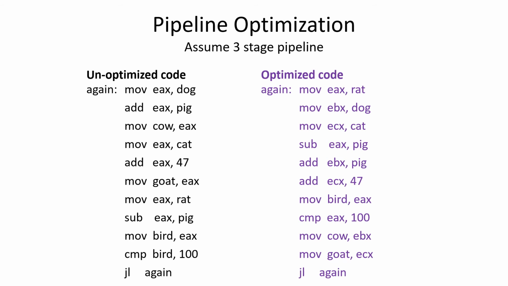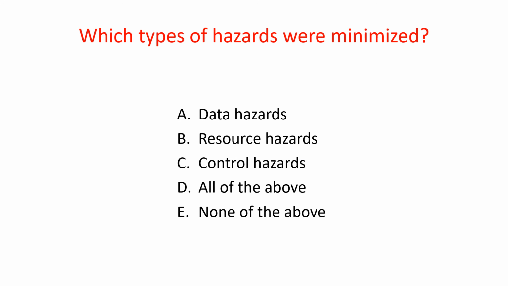On the right, we're using more of the registers. So we move rat into A, dog into B, and cat into C. And then we change A, and then we change B, and then we change C. So we keep using different registers and avoid the pipelining issues. Well, we were avoiding data hazards. Data hazards occur when one instruction is modifying the information needed by following instructions. We didn't have any resource hazards because we were doing the same instructions. Control hazards only occur when there's jumps.